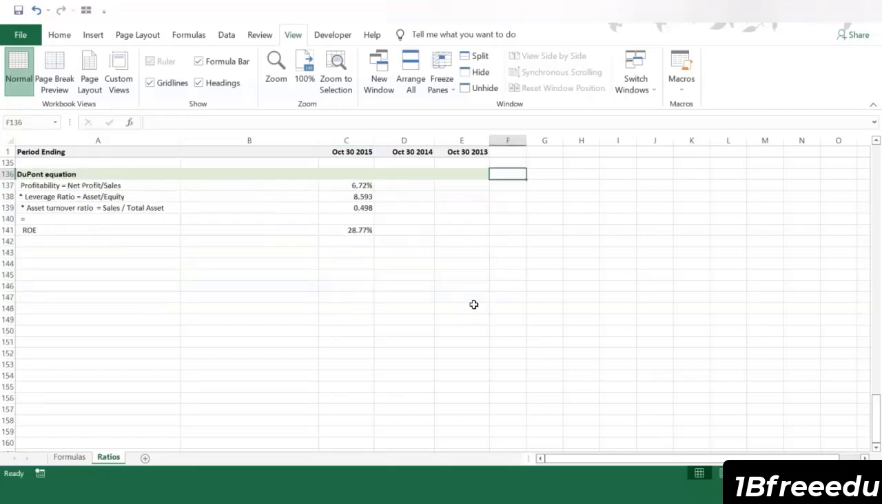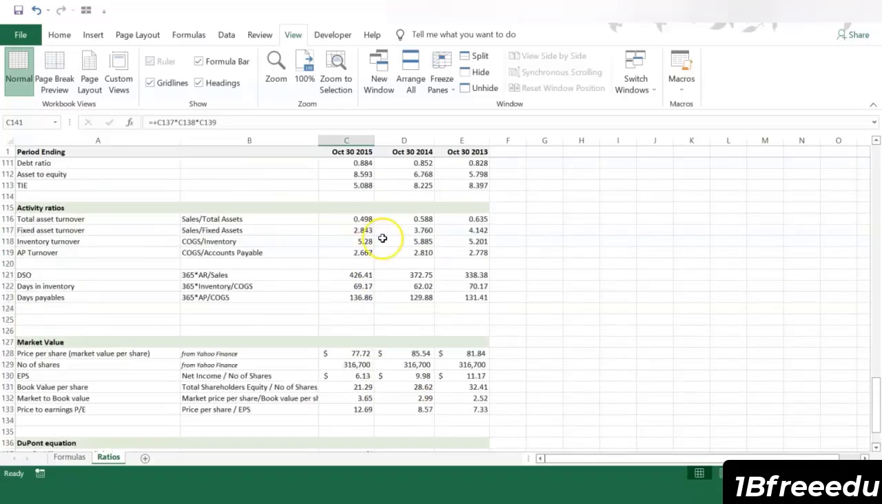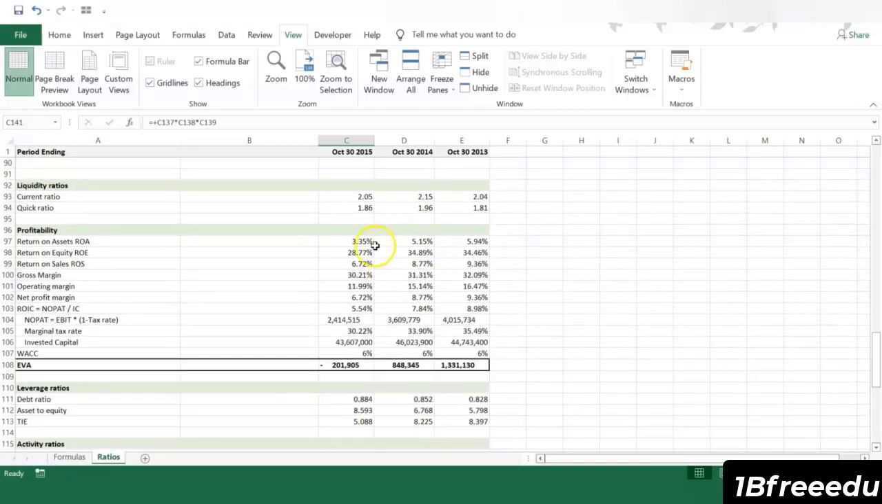And for the last analysis, we have the DuPont equation, which splits ROE into parts to see which factors are affecting the firm's ROE. And in our case, the ROE is not the consequence of good profitability, but the consequence of huge leverage. And you can see how ROE can sometimes be misleading.